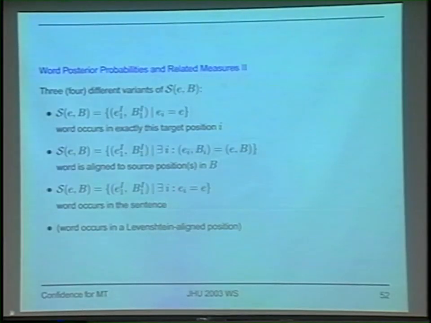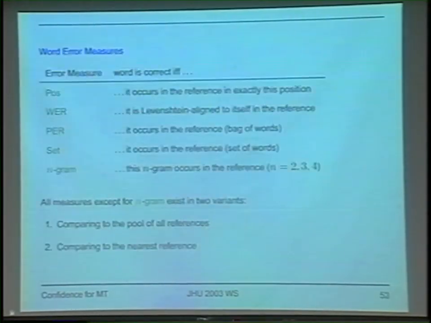And the fourth probability, which unfortunately did not make it into the data, but is under construction, is checking whether the word occurs in a position that is Levenshtein aligned between the hypotheses.